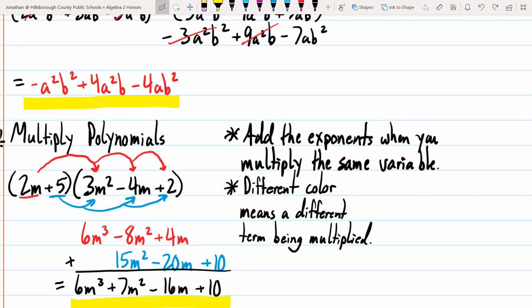To give you a small example, if we had x times x to the 4th, well, guess what? That's x to the 5th, because that's x to the first. These basic rules are things you need to remember.